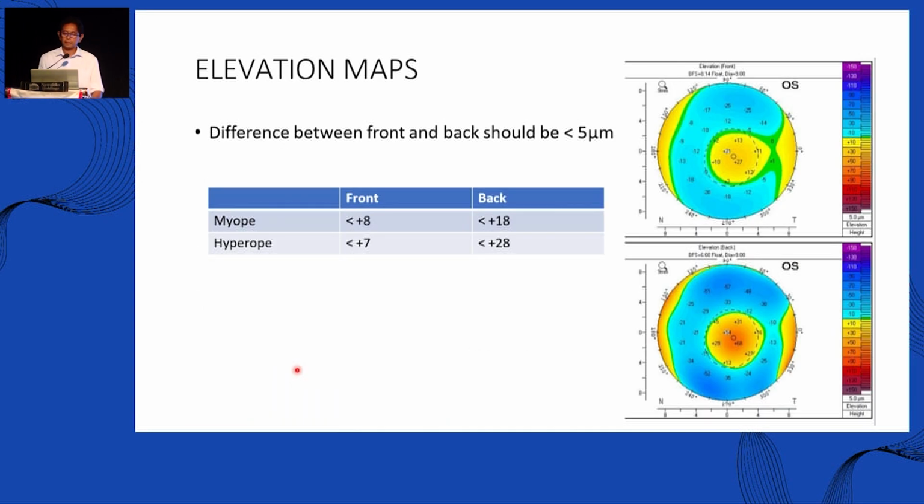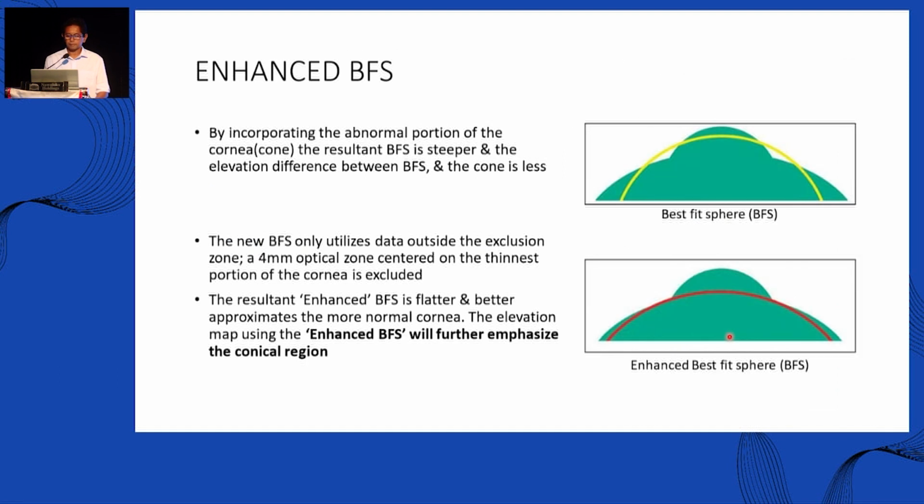Now, these are the figures that you should be looking at. In a myope, we are mostly looking at myopes in refractive surgery. If this figure is in the central 5 millimeters, the 3 millimeters is more than 8. In a myope, it's abnormal in the front surface elevation. And the back elevation, if it's over 18, it is abnormal. And the difference between the front and the back should be less than 5 microns.